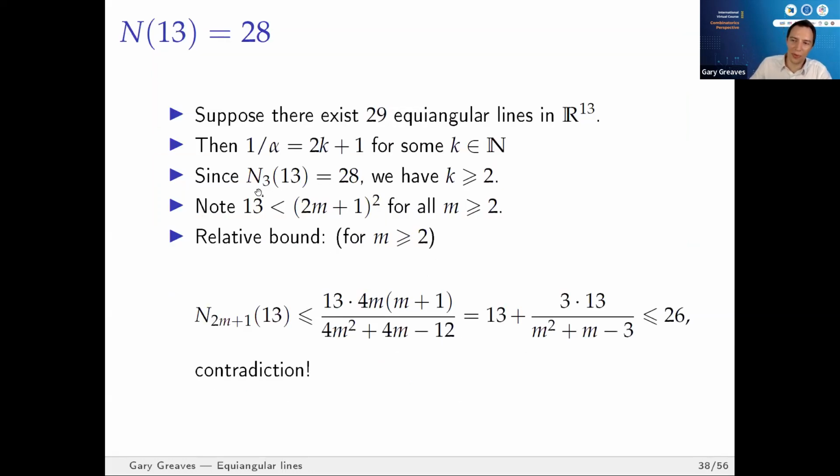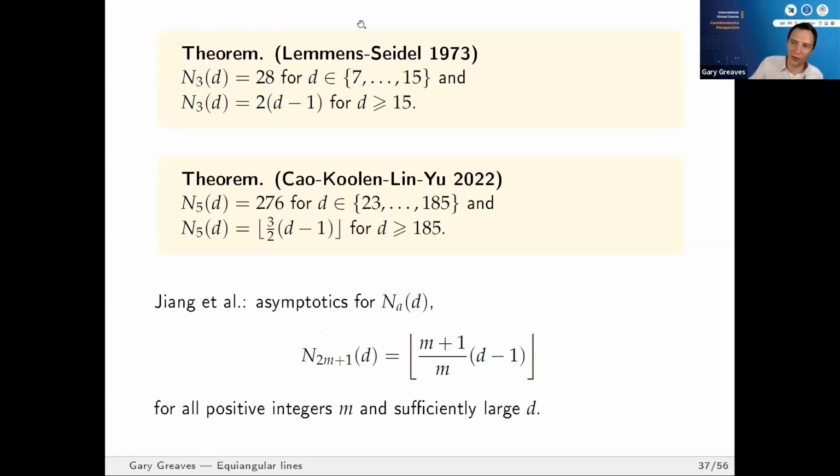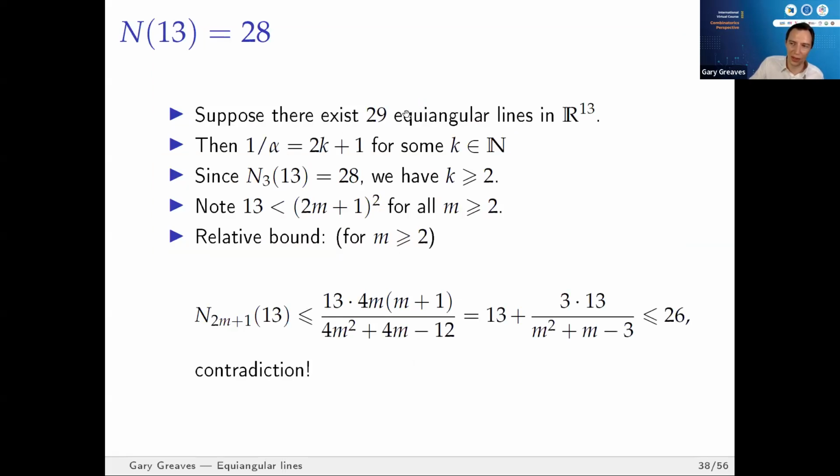But here, 13 is not less than 9, right? So 13 is bigger than 9. So for 1/alpha equal to 3, we can't just use the relative bound. What we can do instead is use Lemmens and Seidel's result, that the best you can do is 28, all the way up to dimension 50. So it says that if there are 29 equiangular lines, 1/alpha can't be 3, right? Because otherwise the best we can do is 28.